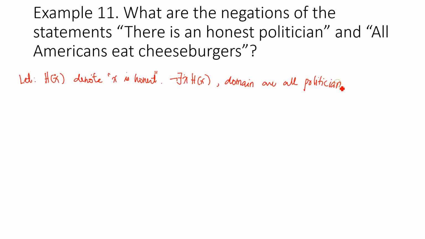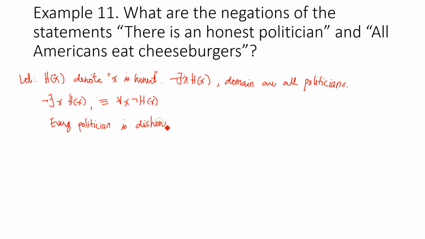Okay, or politicians. The negation of this statement is the negation of there exists x such that h of x, which is equivalent to for all x, negation of h of x. So this negation can be expressed as every politician is dishonest. So, there is an honest politician, and the negation of this one is every politician is dishonest.